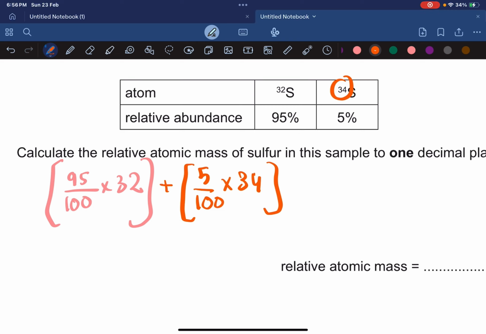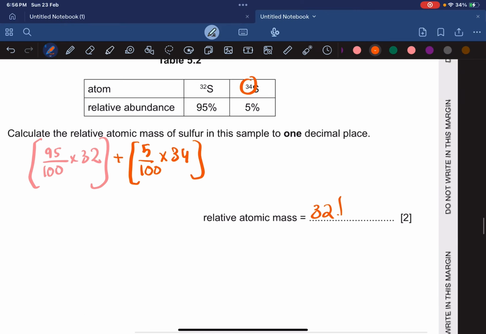Okay, it's 95 over 100 into 32, and put brackets around it. Just add it to 5 over 100 into 34. And that's going to give you 32.1. Done with our answer, 32.1.